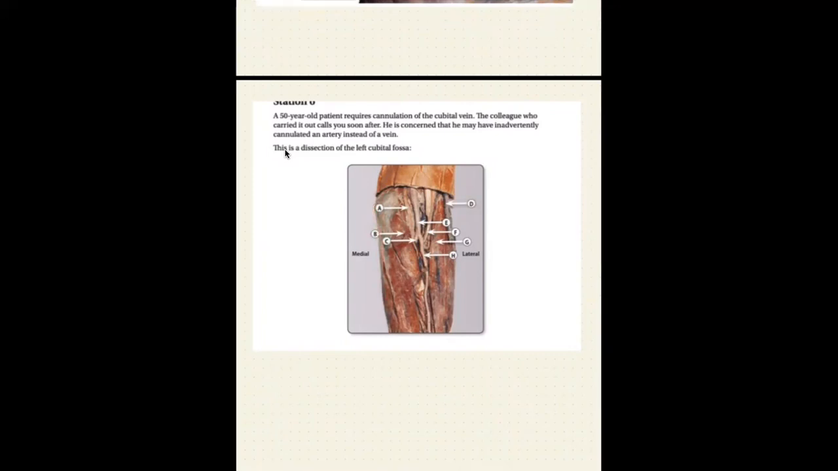So what about number F? That is the biceps tendon. Okay. Could you tell me more about the biceps tendon, where it originates? The long head of biceps originates from the supraglenoid tubercle, and the short head of biceps from the coracoid process. And the biceps tendon inserts into the radial tuberosity, near the radial head.